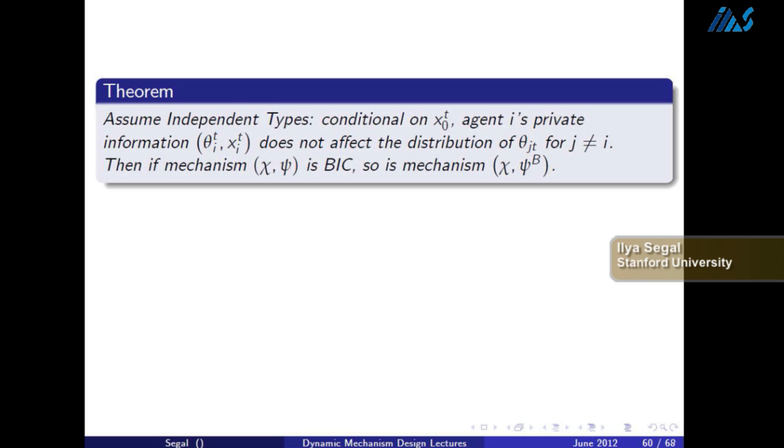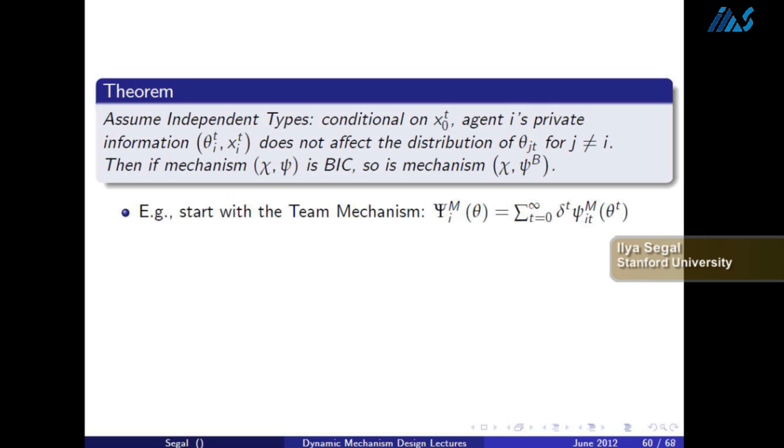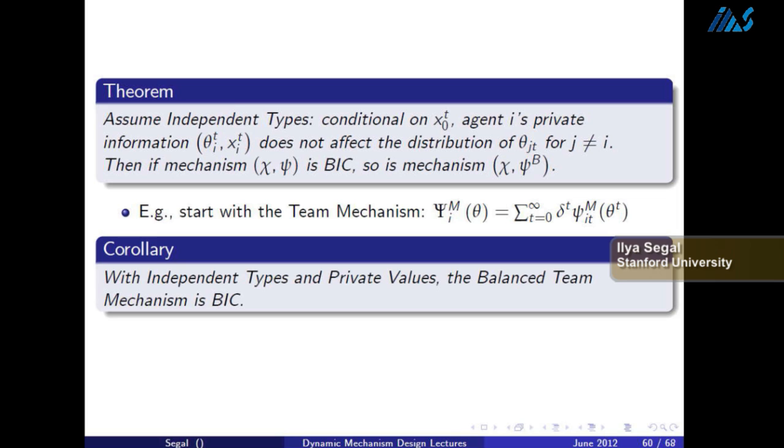So assuming independent types, starting from a Bayesian incentive compatible mechanism and applying this balancing, you get another Bayesian incentive compatible mechanism. For example, you can start with a team mechanism, and then the corollary is that with independent types and private values, the balanced team mechanism is Bayesian incentive compatible. But in general, you can start with any incentive compatible mechanism, and then you don't have to assume private values for this result. So this result only requires independent types. In itself, it doesn't require private values. But the corollary requires both independent types and private values.